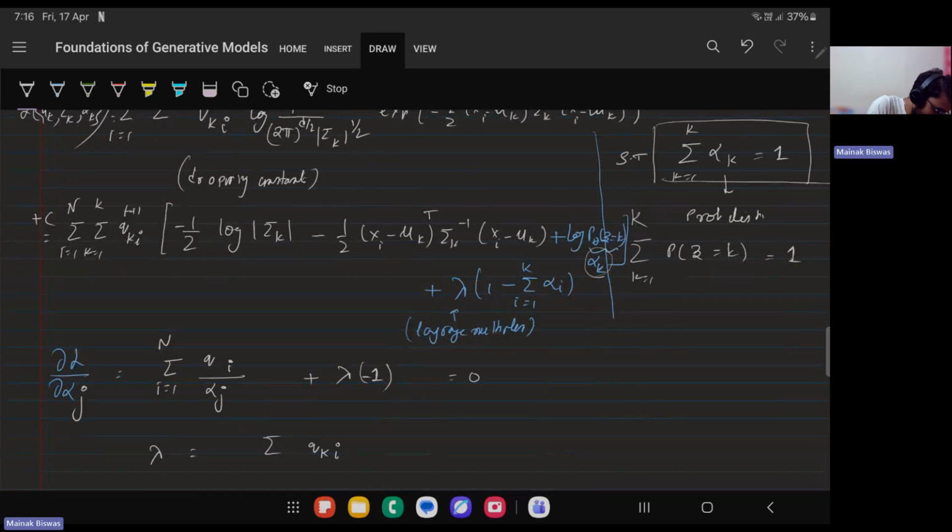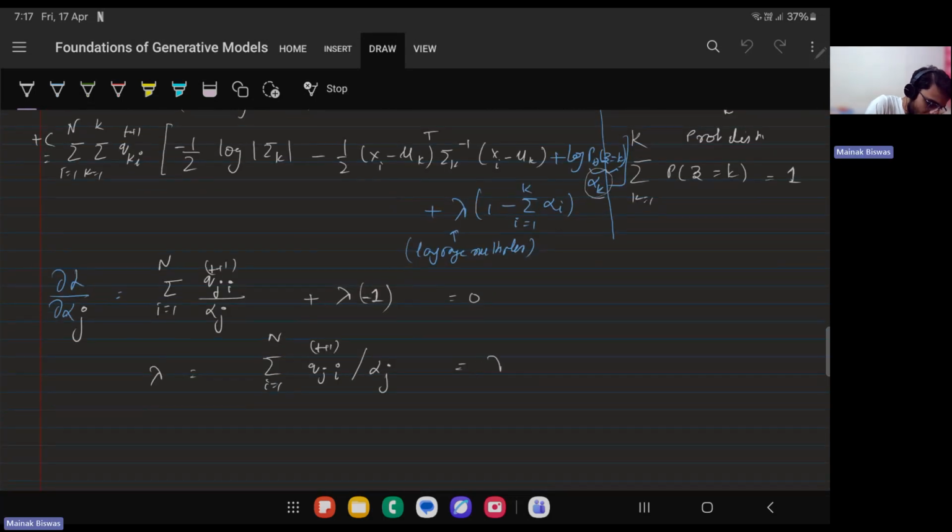This is the jth term. So the jth term only remains: QJI T plus 1 by alpha J. And I'll set it to 0 because that's where it's optimized. And this is equal to 0.